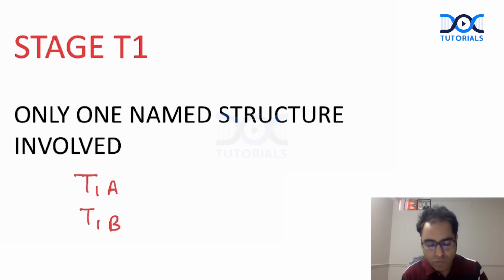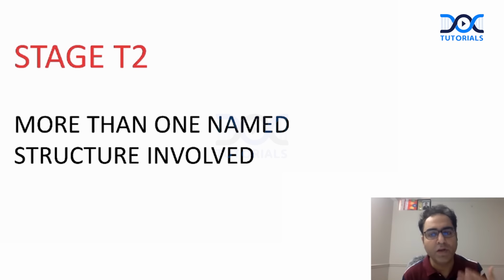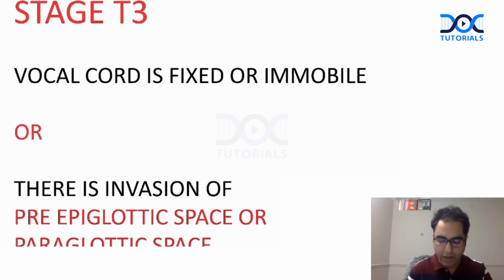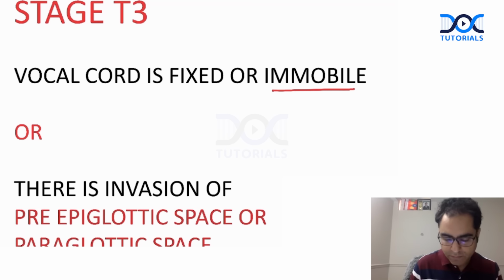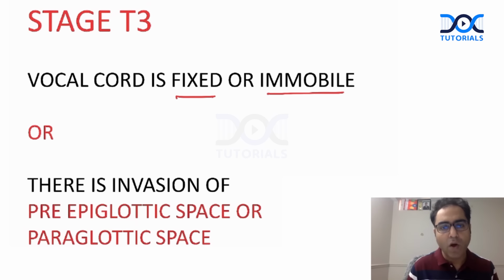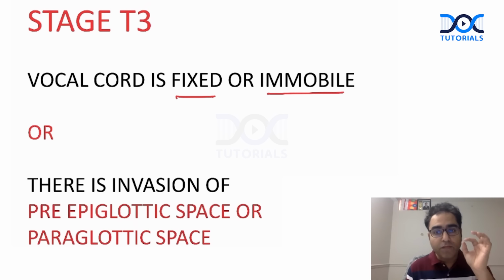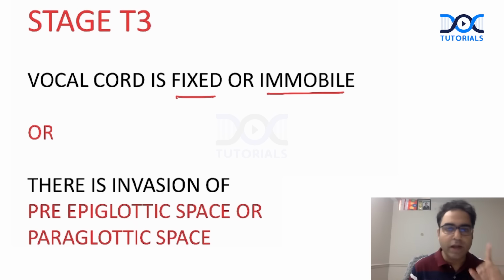Now, T2: more than one named structure involved. The moment an MCQ says tumor involving epiglottis, aryepiglottic fold, two different structures are being mentioned in the multiple choice question. It is T2, T2. Okay. Now, T3. The most important thing to remember about T3 is the vocal cord is immobile or fixed. Vocal cord is immobile or fixed. Okay. The fixed vocal cord or immobile vocal cord is T3.